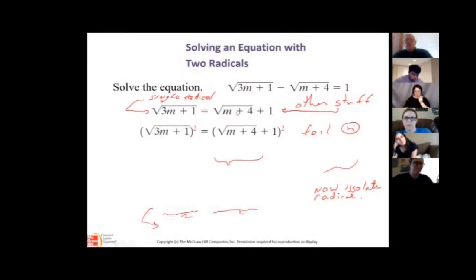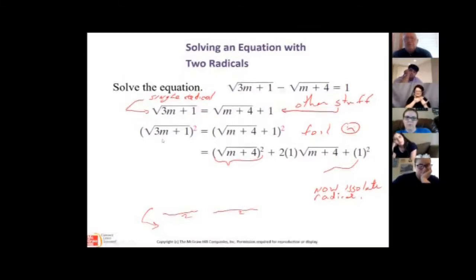Now, I'm not just squaring this radical individually, and right here's the biggest mistake that students make on this kind of problem, is they try to just square this individually and square that individually, but it won't work that way. You have to FOIL this binomial. This one is easy. It's just the term, the 3m minus 1. They're just bringing that down.